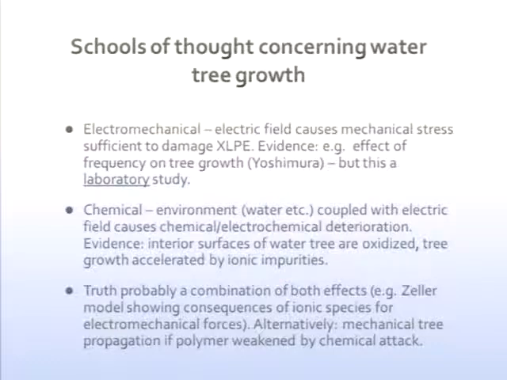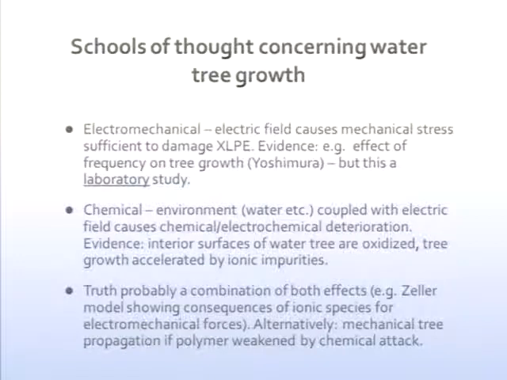Then there's a chemical school of thought, which you heard Steve expound on this morning, which says that there are environmental effects which, coupled with the electric field, cause chemical, or if you prefer, electrochemical deterioration. And the evidence of that is, for example, the interior surfaces of water trees are oxidized. And the tree growth is generally accelerated by ionic impurities. So there's some evidence that that's what's causing water trees to occur.